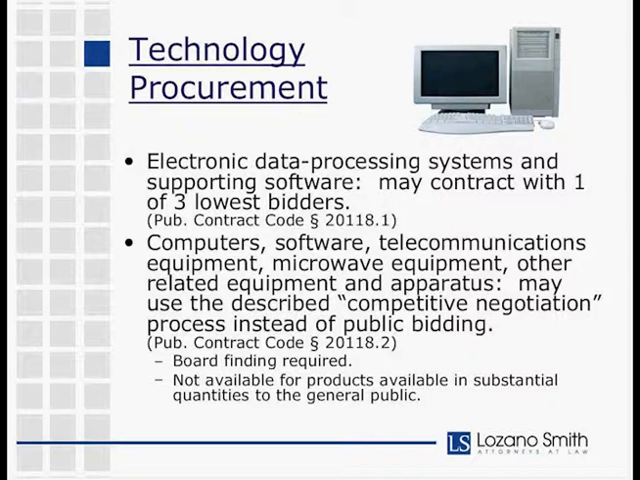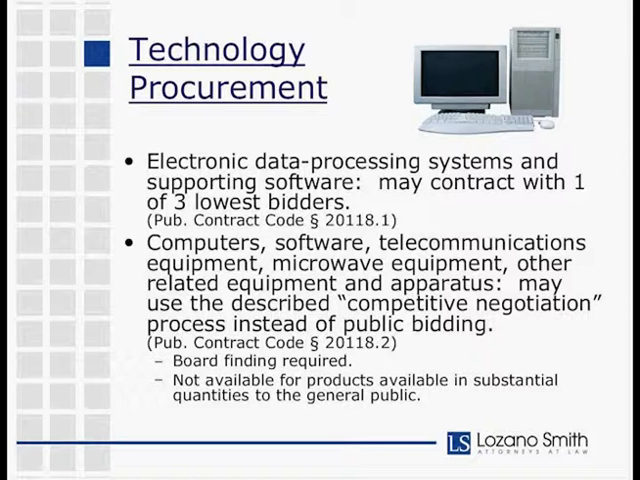Okay, so changing gears slightly here, we've been talking a lot about construction projects and also alternatives to bidding construction projects. I'm going to take you through some different contexts here, the first being technology. There are a pair of provisions in the Public Contract Code that provide exceptions for bidding for certain types of technology items. I'll talk about each one in turn.